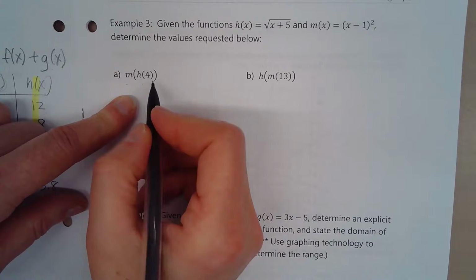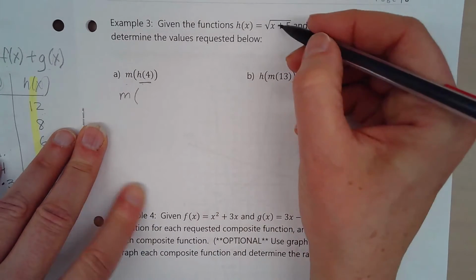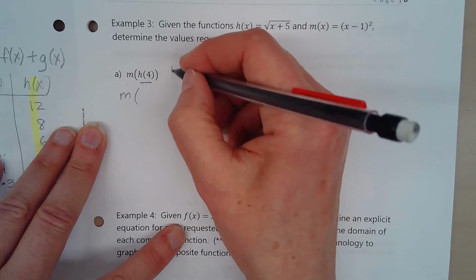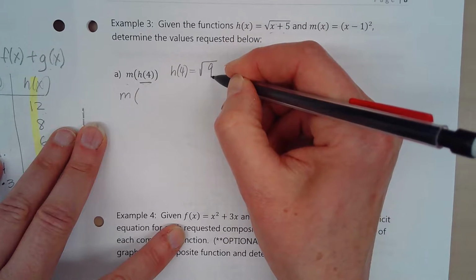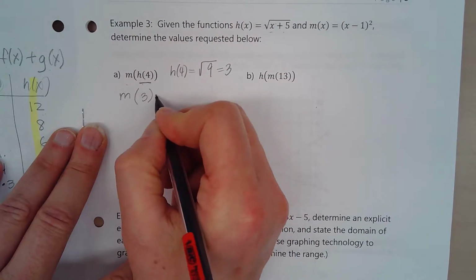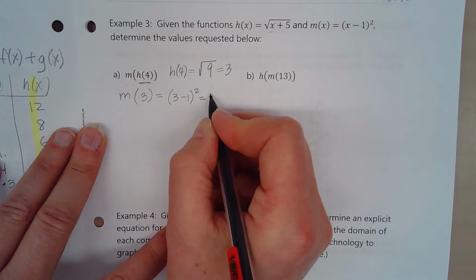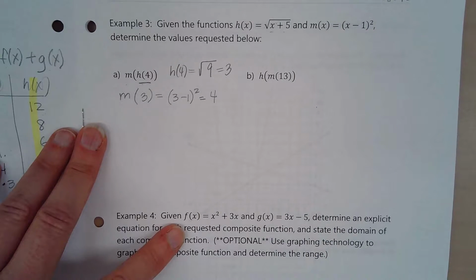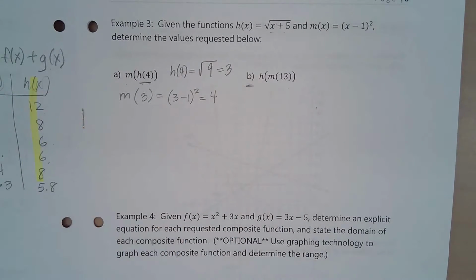So m of h of 4. Once again, find h of 4. So h of 4 will be what? The square root, h at 4 is the square root of 4 plus 5, which is 9. So h at 4 will equal 3. Agreed? So m at 3 equals 3 minus 1 all squared, which is 4. Yeah? Okay, try B. You're given a real value, so plug it in appropriately and come up with a real value.